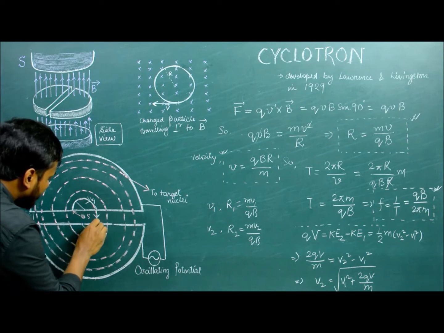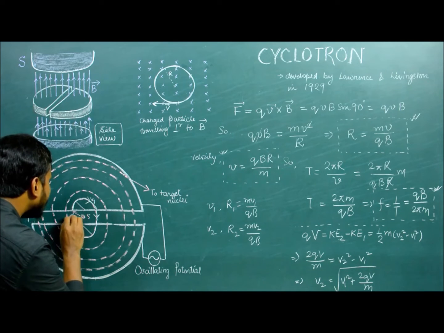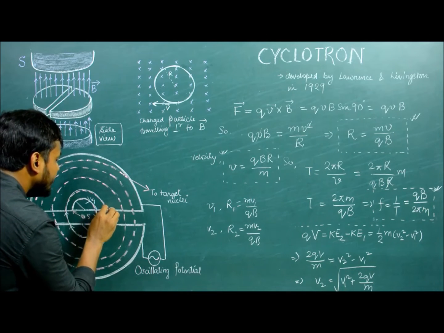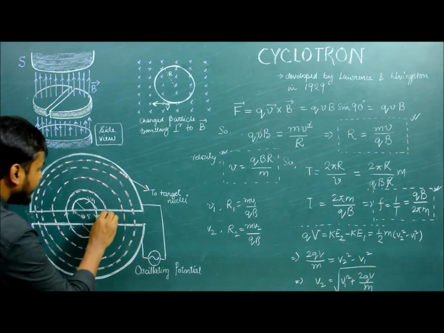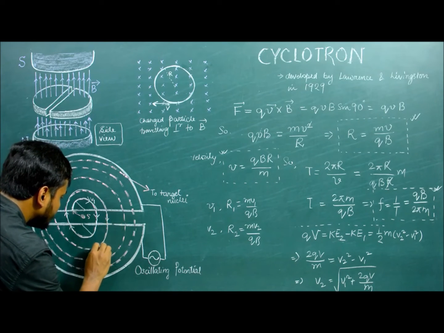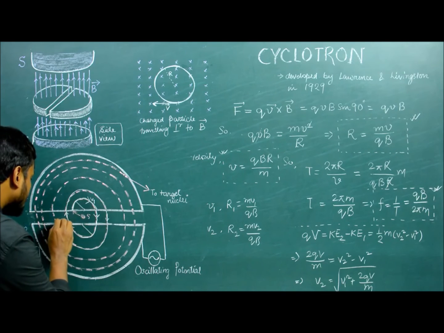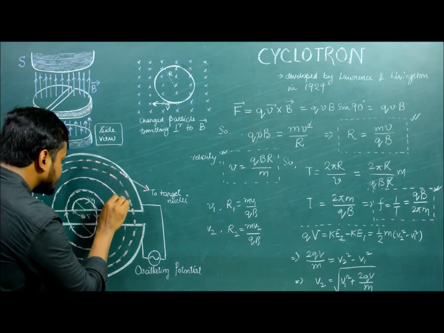Now again, before it is about to exit D2, let's suppose the polarity gets reversed. So this becomes negative, this becomes positive, and the electric field also gets reversed in direction. So again it accelerates, and then again it has a larger radius of circle. Then again the polarity reverses, and again it gets accelerated, and again it executes another larger semicircle. Then again the polarity gets reversed, again it accelerates, again it experiences a larger semicircle.